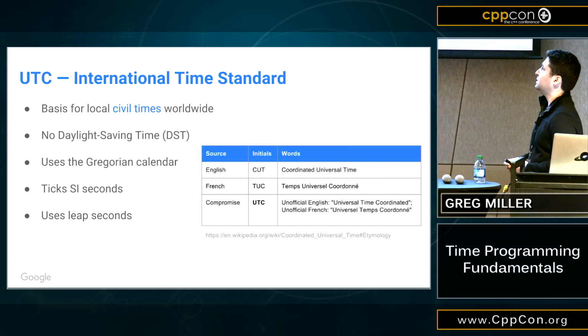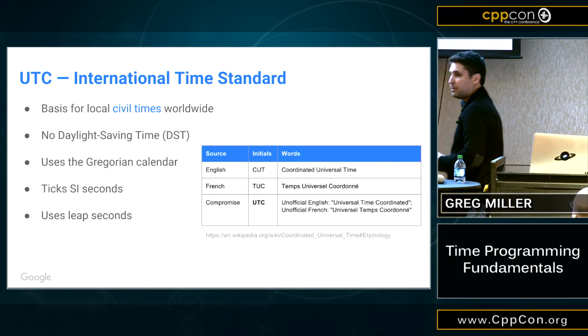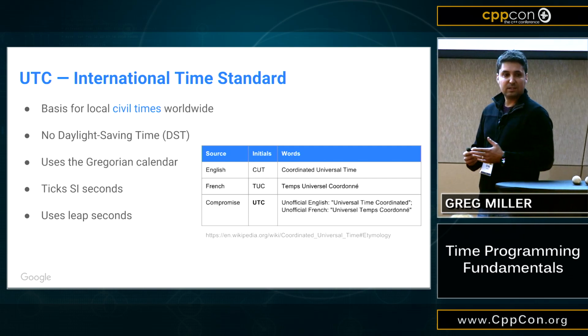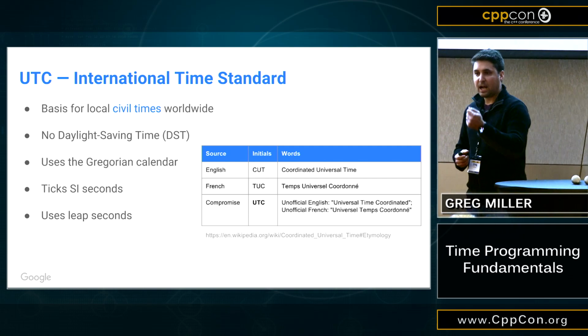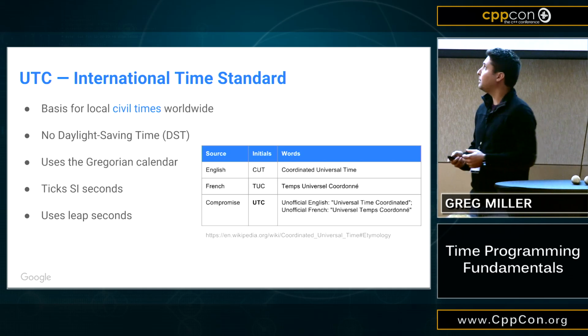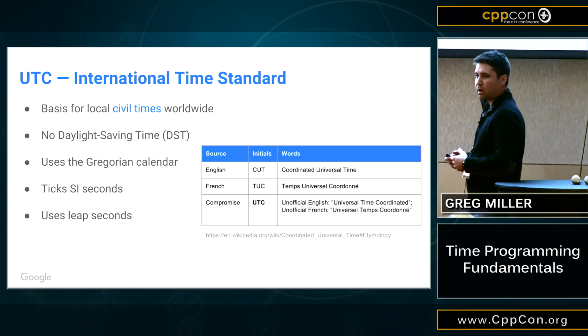That brings us to UTC. UTC is the predominant international time standard used throughout the world. UTC is basically the clock that we all synchronize our watches to, and we use this to agree on what time it is. It's the basis for all the local times around the world.